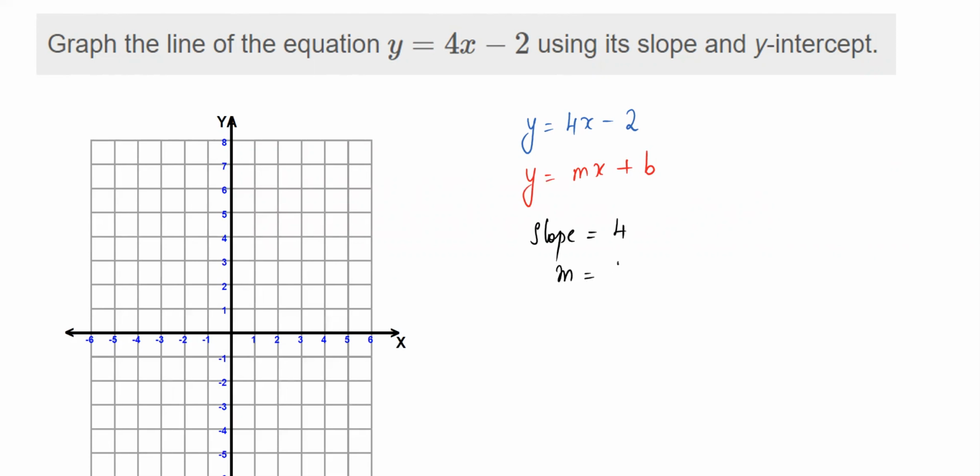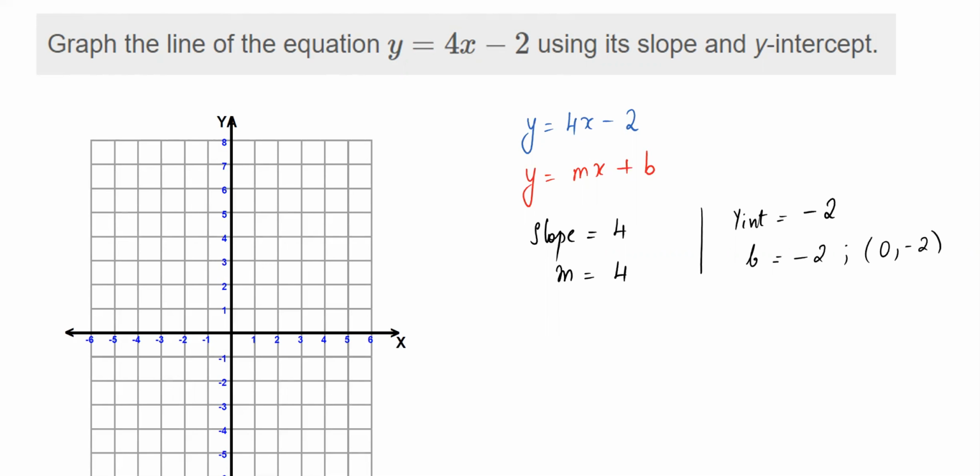Meaning your m is 4. And your y-intercept corresponds to negative 2. Remember to take the negative sign with it. So your b is negative 2, but as a coordinate, it's (0, -2). We like to have the coordinate because we're going to graph it.